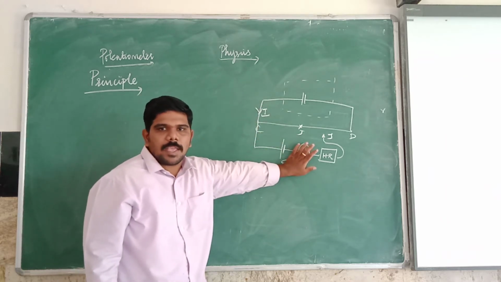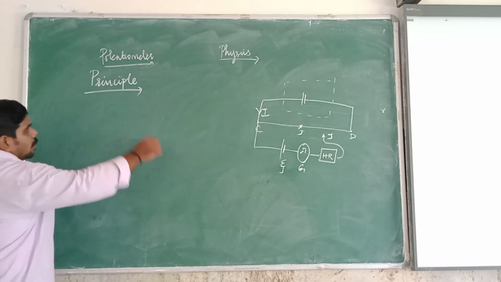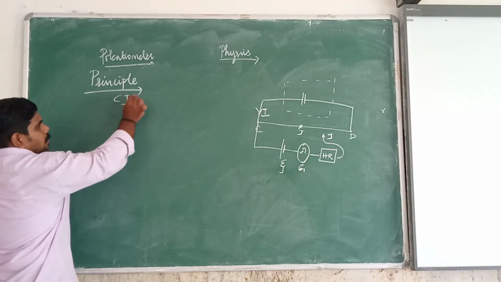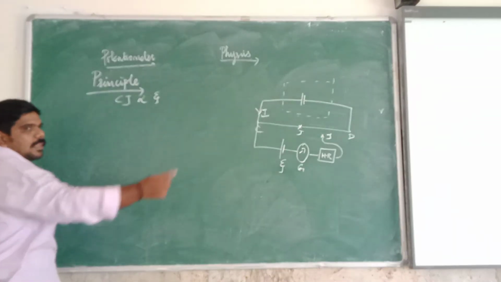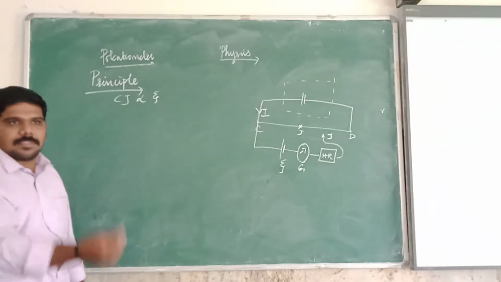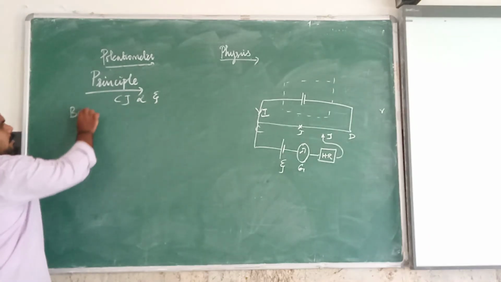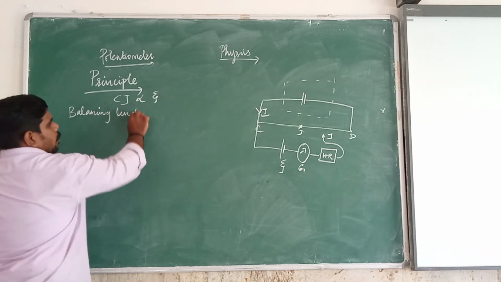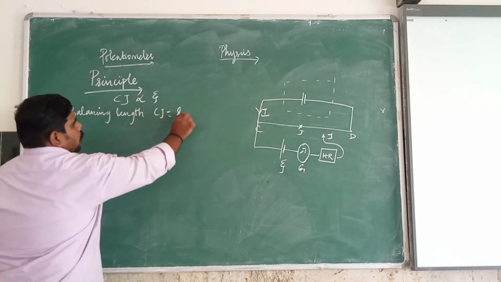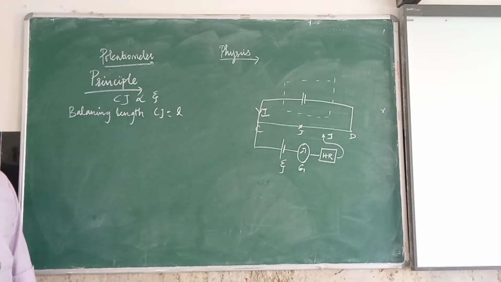So the galvanometer shows zero deflection. So here, what's the point? The potential difference across CJ balances the EMF of the cell, and the galvanometer shows zero deflection. Okay. The balancing length CJ is equal to L.